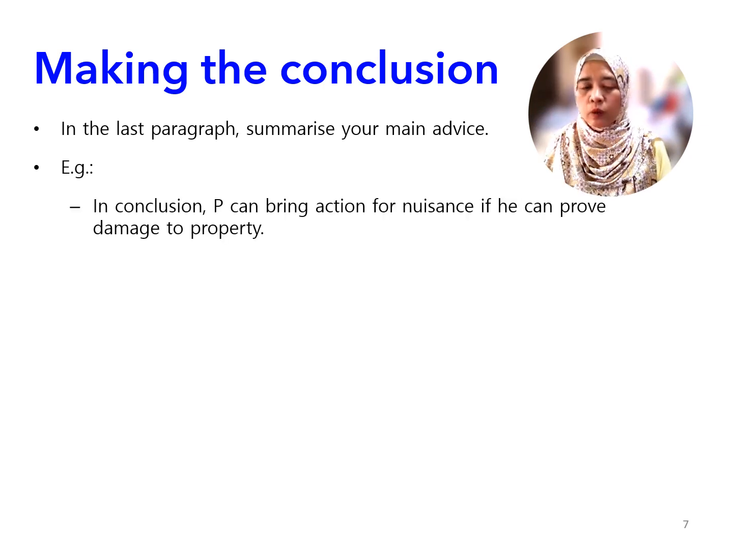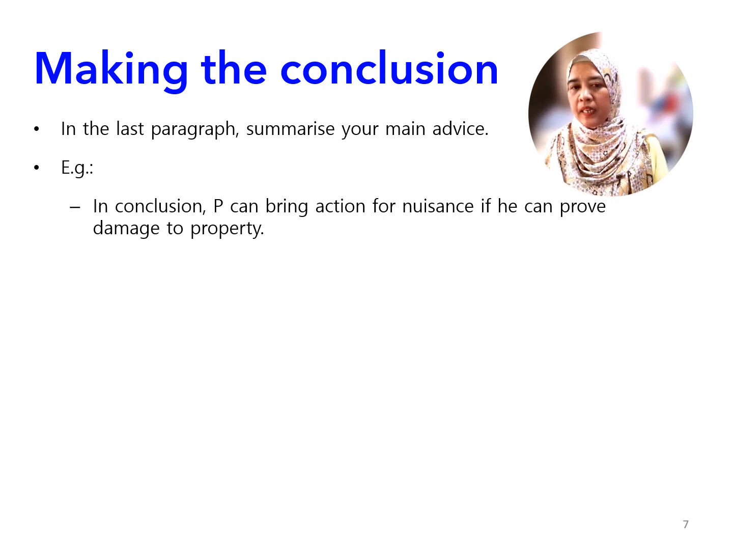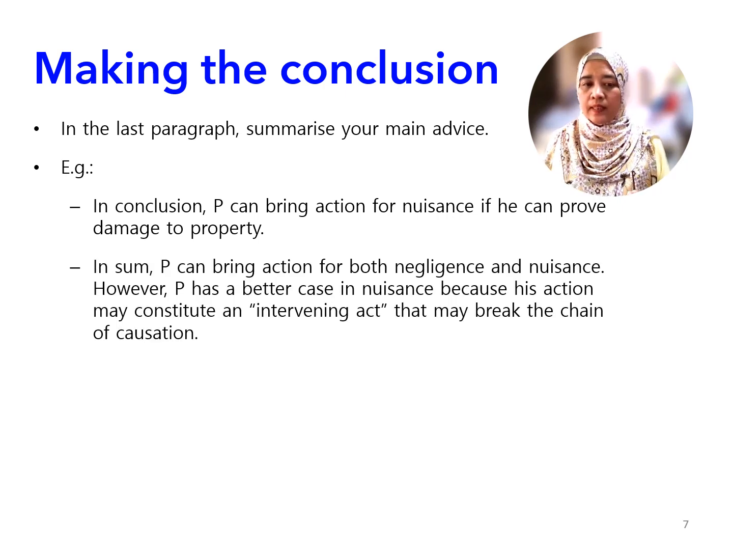Now, these are some examples. For instance, use the words "in conclusion, P can bring action for nuisance if he can prove damage to the property." So this is your main advice in this particular case. Or, "in sum, P can bring action for both negligence and nuisance." That's your conclusion, your advice. You are advising the plaintiff to bring action for two torts, because after reading, you feel confident that there are elements of negligence and nuisance that the plaintiff can prove, according to the facts of the situation given.